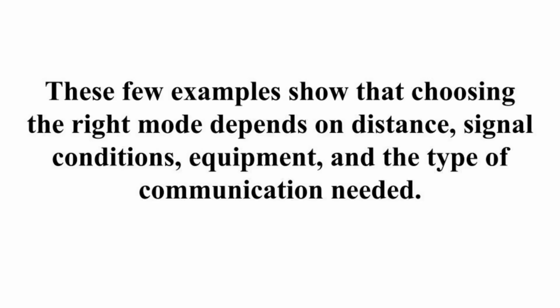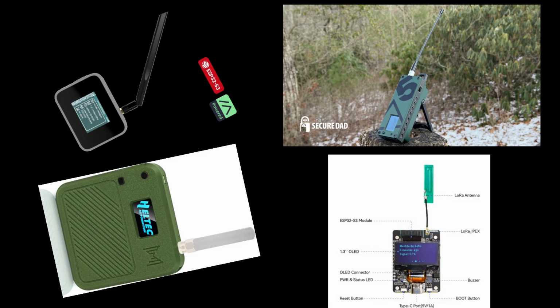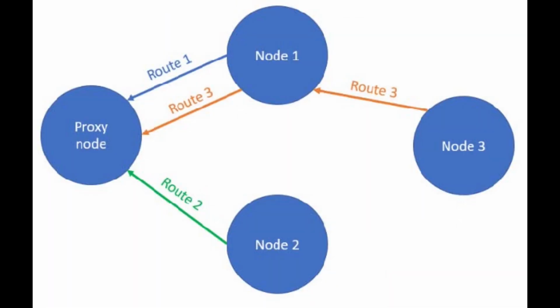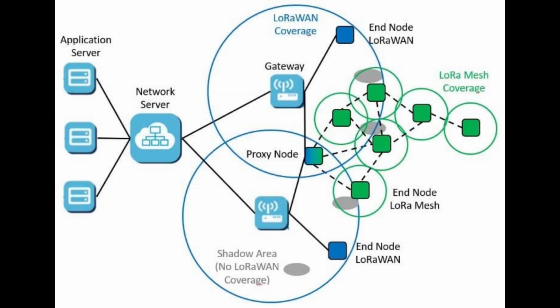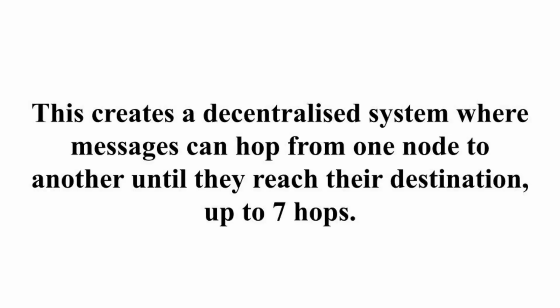These few examples show that choosing the right mode depends on distance, signal conditions, equipment, and the type of communication needed. We couldn't wrap this topic up without mentioning another emerging digital communication mode called Meshtastic. Meshtastic uses small, low-power radios operating around 915 MHz in the United States to create a mesh network. Instead of communicating directly from one radio to another, each device in the network can automatically relay text messages for other devices. This creates a decentralized system where messages can hop from one node to another until they reach their destination, up to 7 hops.